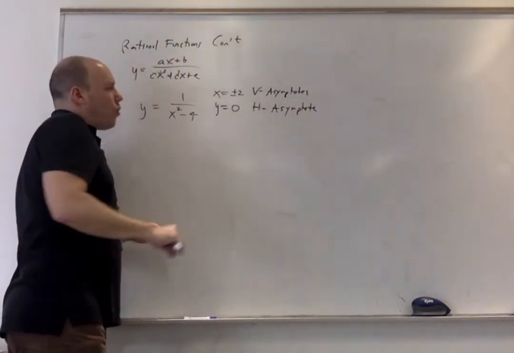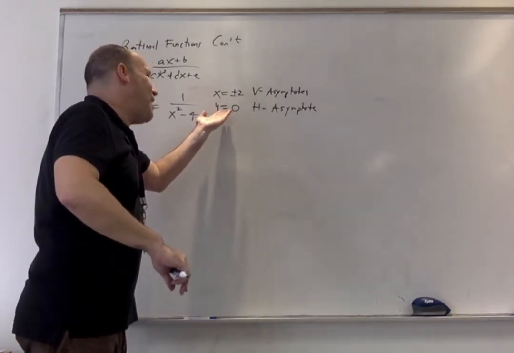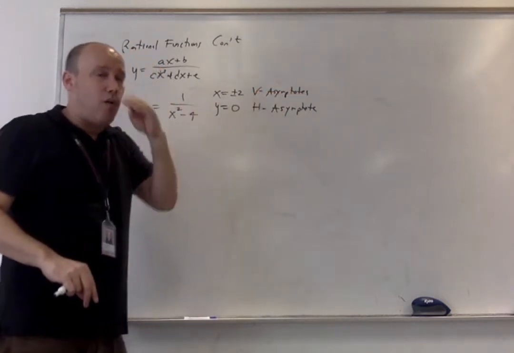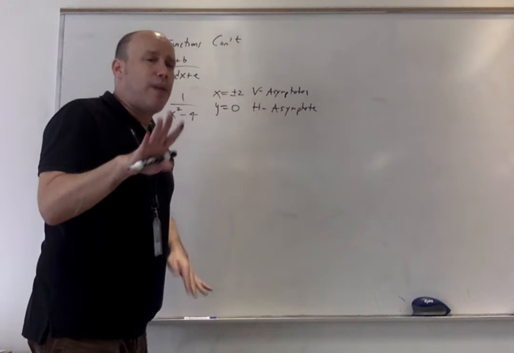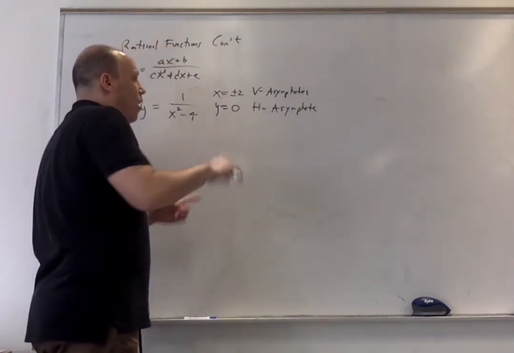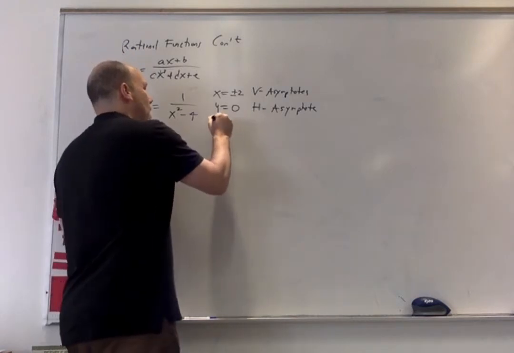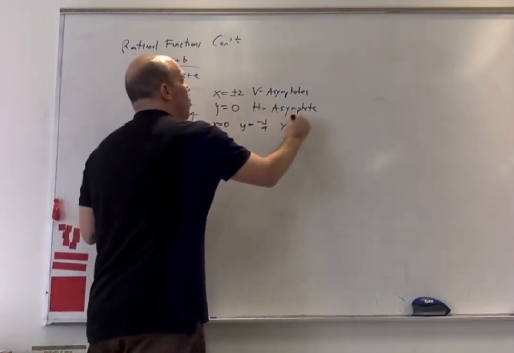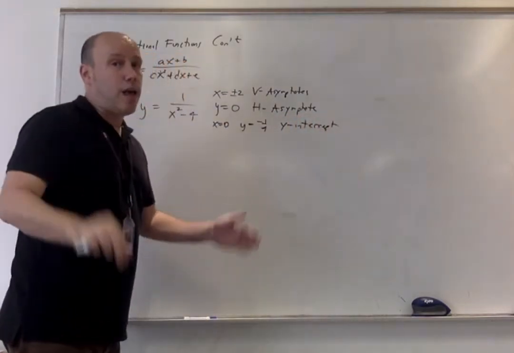Are there any zeros? Well, it's not getting to 0 because we know that at infinity, it's not getting to 0. And this is always 1. Let's deal with that in a second. Anyway, are there any y-intercepts? So x equals 0, y equals negative 1/4. That's a y-intercept. Okay, let's sketch this thing.